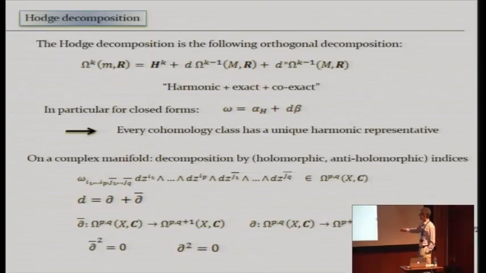Similarly, the exterior derivative splits up into a del and a del bar part, where the del bar part increases the number of anti-holomorphic indices by 1, and the del part increases the holomorphic indices by 1. And since d squared is 0, and by preservation of type, you also find that del bar squared is 0, del squared is 0. In fact, you also find that del del bar plus del bar del is 0.